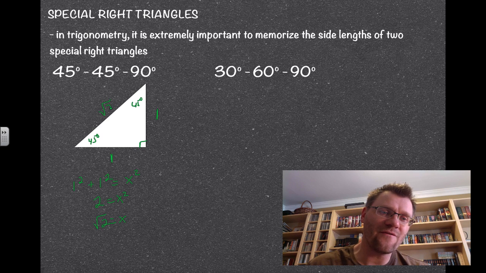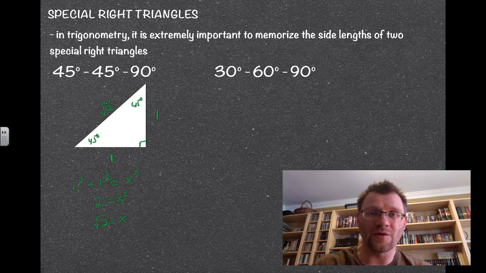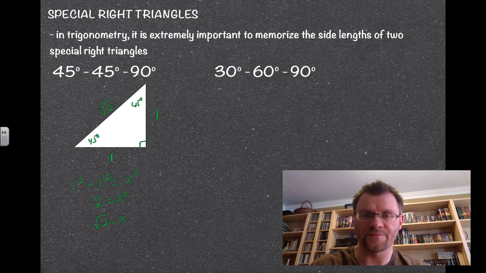So that means in every 45, 45, 90 triangle, the ratio of these sides is always the same. This has a side length of 1. This one has a side length of 1. This side's always going to be root 2 times bigger. So if this side length is 5, this is 5 root 2. If this side length is 100, this is 100 root 2.